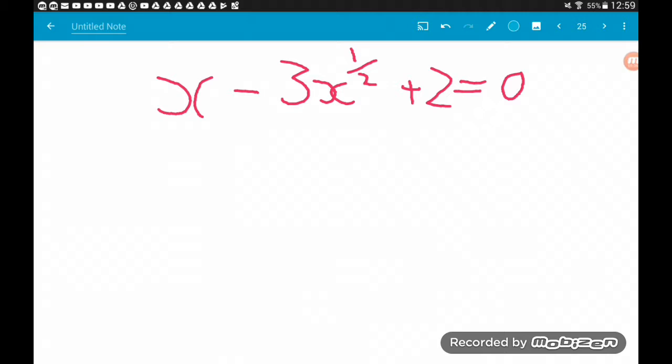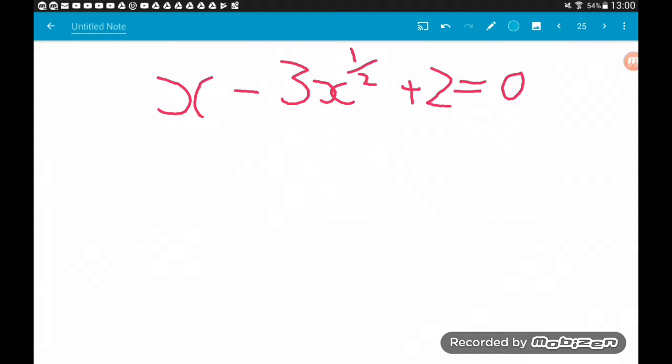Our first example then. Our equation is x minus 3x to the power of a half plus 2 is equal to 0. So clearly this is not quadratic. We don't have any x squared kicking around, but using a clever little substitution, we can turn it into a quadratic. This is a concept that we're going to meet a lot in our travels through A-level maths, so we're only really touching on the basics here.